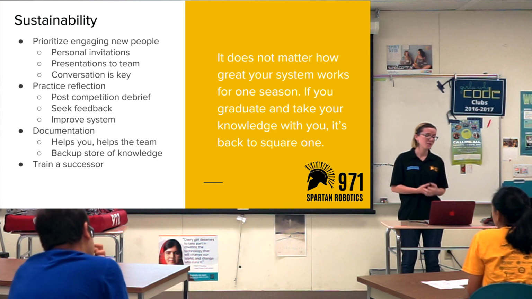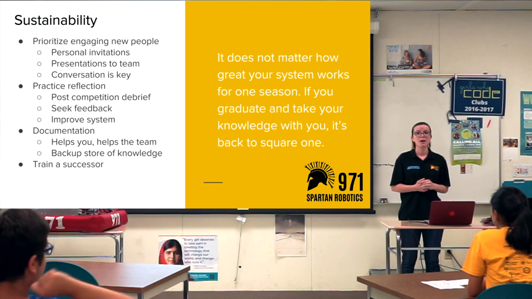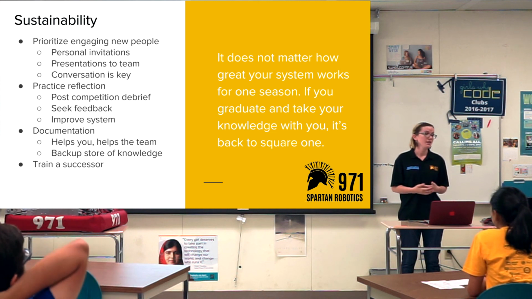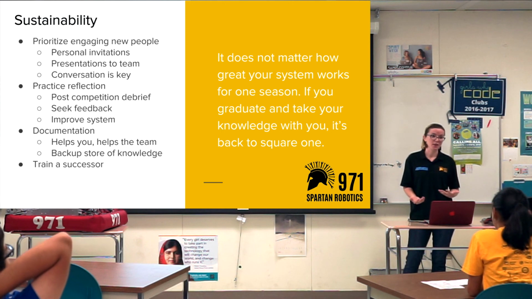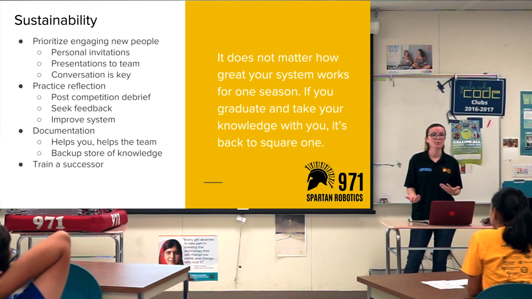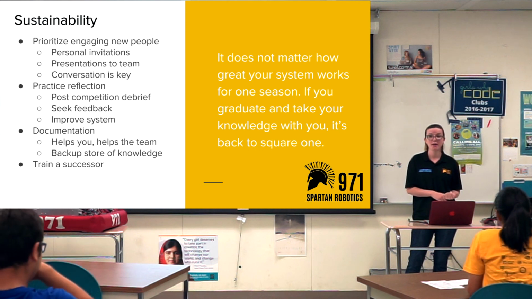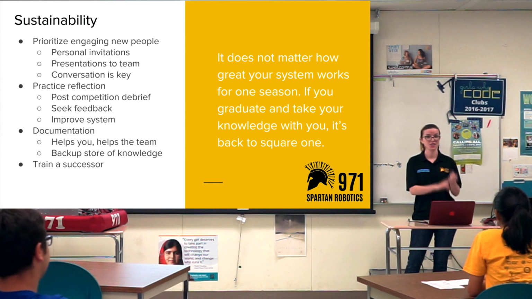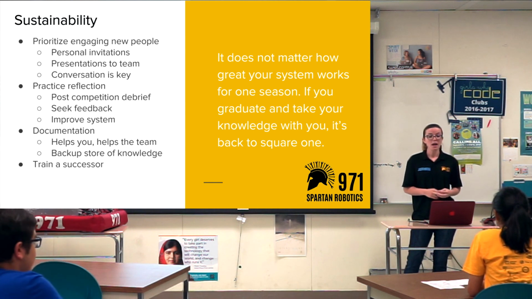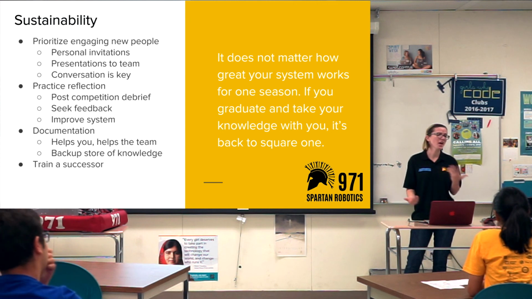Practice reflection. After every competition, do a debrief with your scouting team. Talk about what went well with your system and what didn't. For example, where were the bottlenecks? Was your data sheet good? Were we getting the right data that we needed for various strategies? Seek feedback from your scouts, from your drive team, from anybody who's relevant. And improve the system. You are always improving.